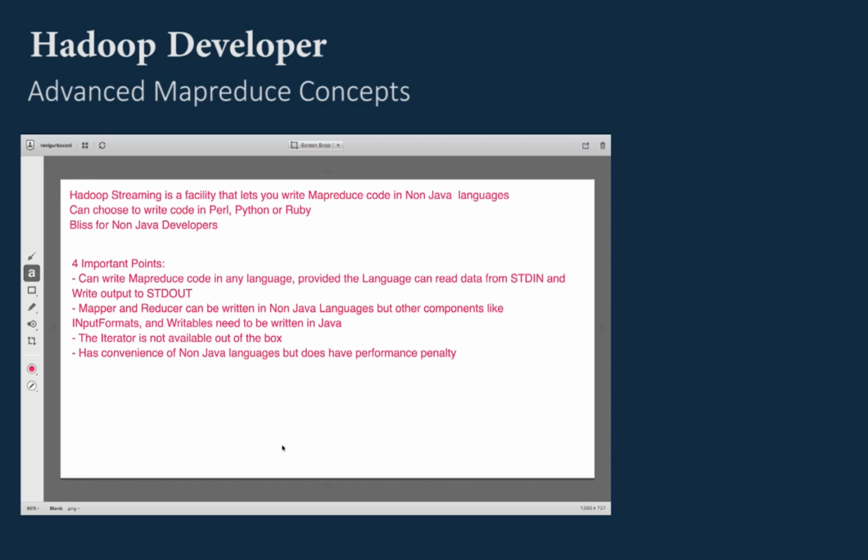Let's quickly look at the fourth point, that is you have the convenience of writing code in non-Java languages, but you will certainly have a performance penalty. Java is like the first class citizen on Hadoop, and other languages will certainly have the penalty, or you could say they are second class citizens out there. And third point to reiterate, the iterator is not available out of the box. Let's understand that in detail.